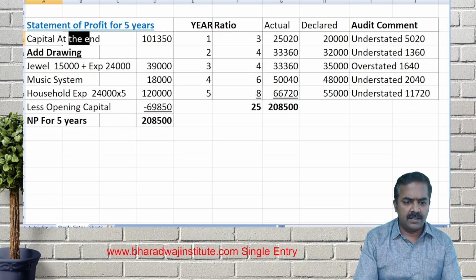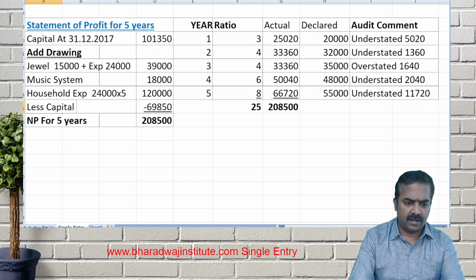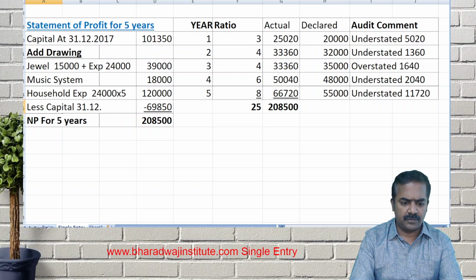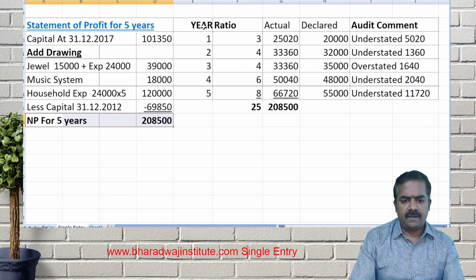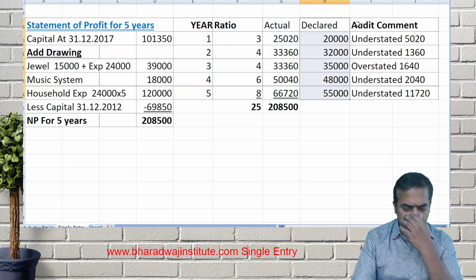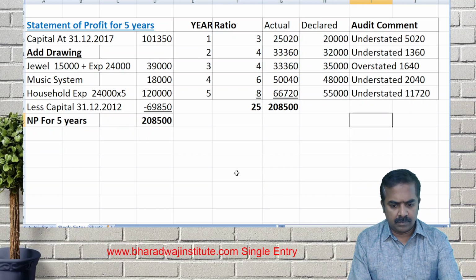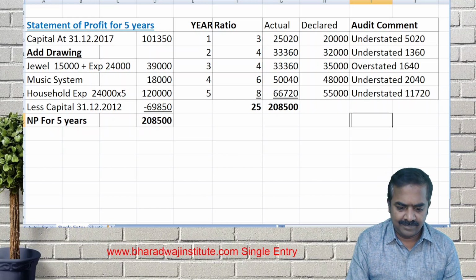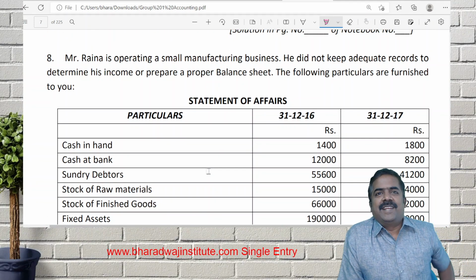Capital at the end, that means on 31-12-2017, less capital on 31-12-2012. So this is the net profit for 5 years. We apportion in the ratio given. This is the actual that should have been declared. This is the actual amount declared by the person. So that is a comment. Question number 7 we have done. Go to question number 8.